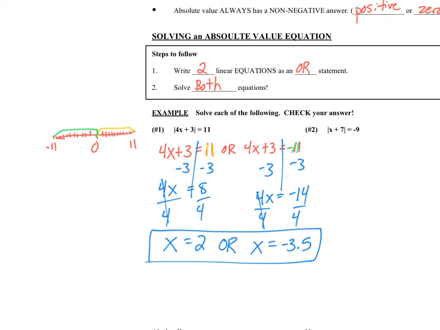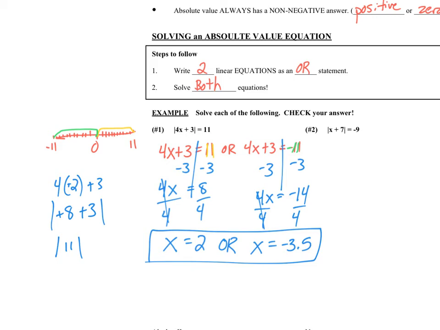So it says check your answer. You can just do this with your calculator. You take your calculator and you would type in 4 times 2 plus 3. 4 times positive 2 is 8, so it'd be 8 plus 3, and 8 plus 3 is 11.